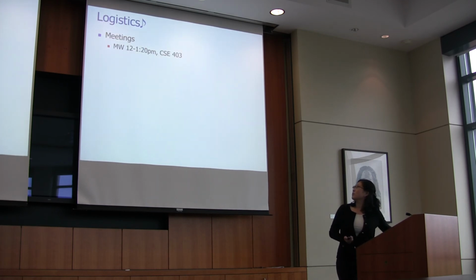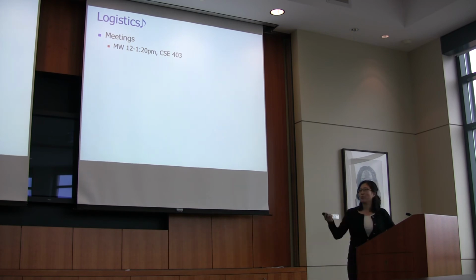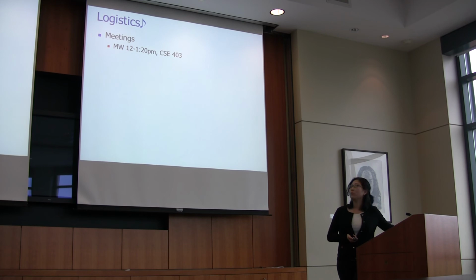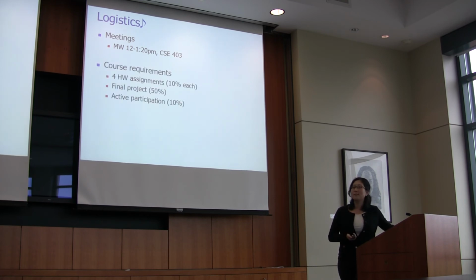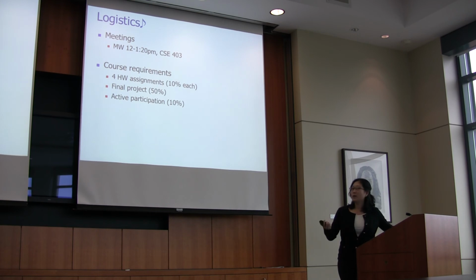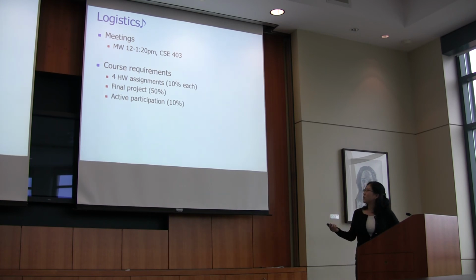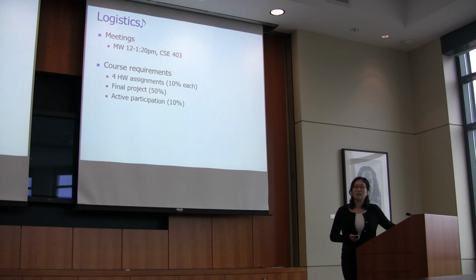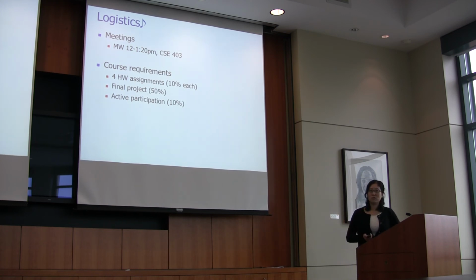So here are some of the logistics of the course. We will meet twice per week, Monday and Wednesday, from 12 to 1 in room 403 in this building. And then there are 3 sets of requirements. First is 4 homework assignments and a final project that account for 50% of the final grade. And active participation is required, asking questions, initiating interesting discussions, and so on.